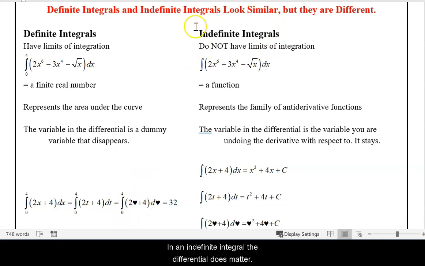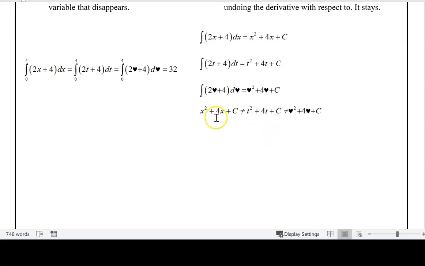In an indefinite integral, the differential does matter. Because we end up with a family of antiderivative functions, the variable that's used in the differential is the variable that will show up in the antiderivative family of functions. Certainly, these four families of functions are related, but the variable inside them is different. Note also that these are not the same function. It could be that x, t, and the heart have different real-world meanings.